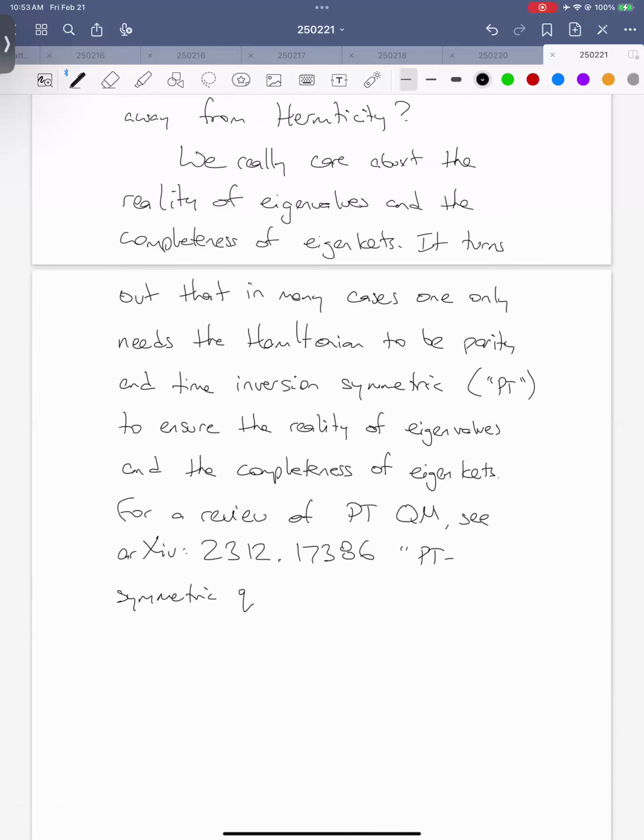Huh, that's odd. Maybe I'm out of charge. That's a first.